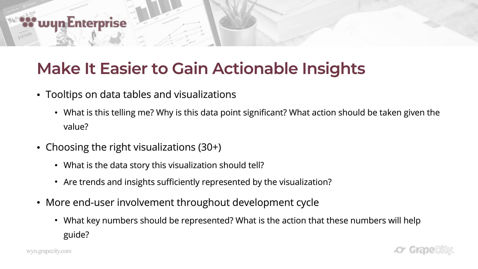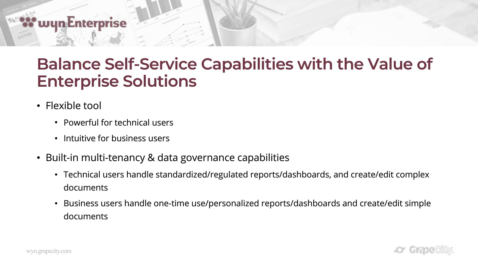So balancing self-service capabilities with the value of enterprise solutions was another strategy that Dave had talked about. One way that Wine Enterprise does this is that inherently it's a flexible business intelligence tool. And it's always important to make sure that whatever BI tool you're using in your organization has that similar flexibility. When I say flexibility, what I mean is that it's powerful enough for technical users to create complex and highly advanced data visualizations, dashboards, and reports, but it's also intuitive enough and easy to learn for business users who aren't so technical, who don't want to be writing expressions or writing their own queries.